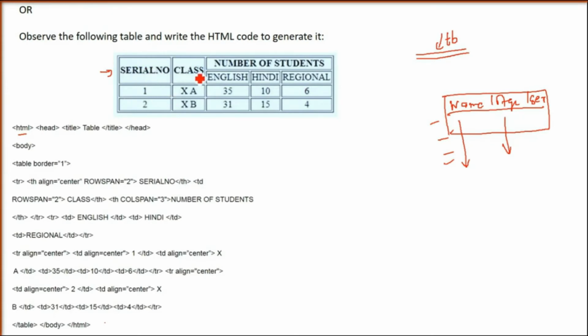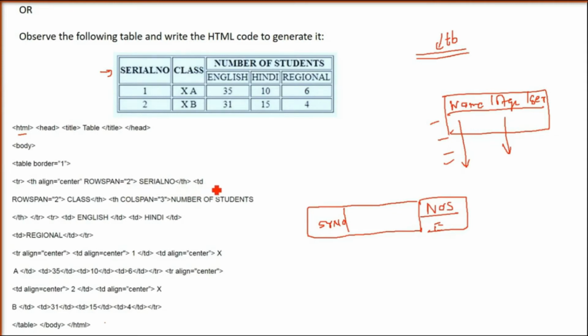I hope you got the idea. Number of students, how many? Number of students, 1, 2, 3. So number of students has taken 3 rows. And here, if you see, this serial number has taken 2 rows. Okay. So serial number is having 2 rows, number of students 3 rows.